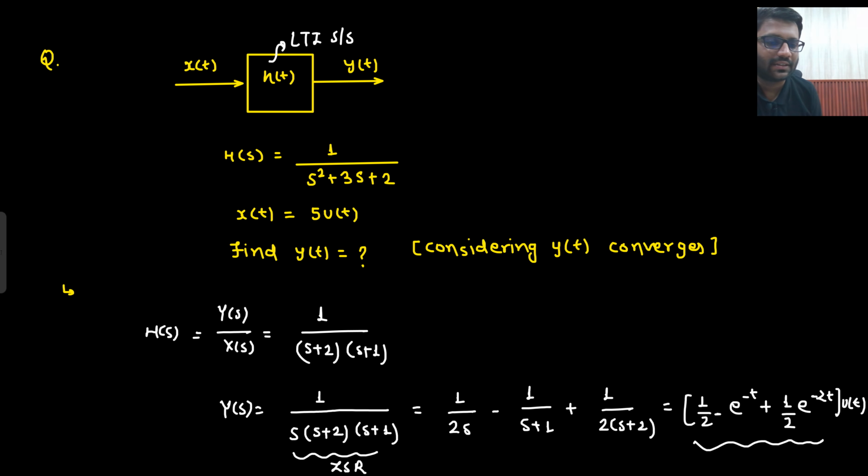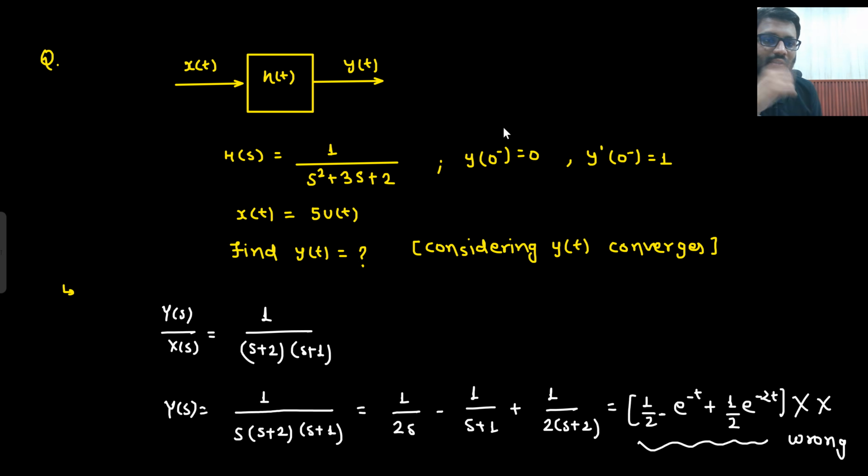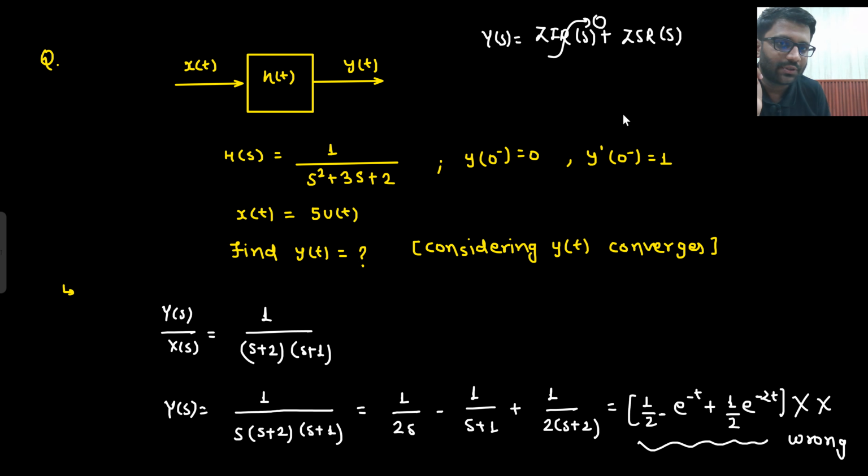But in the next question, initial conditions are given, no? So what would have happened? Y of s would have been some zero input response and some zero state response. Then you would have put this as equal to 0, and from there you would have got Y of s divided by X of s. This is how you would have got your Y of s divided by X of s. Are you able to understand this part?